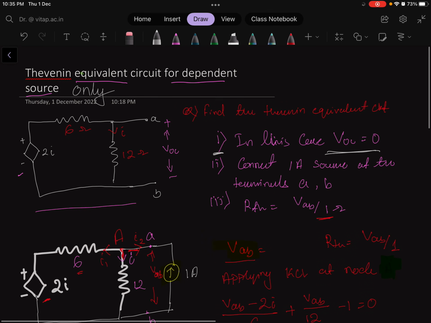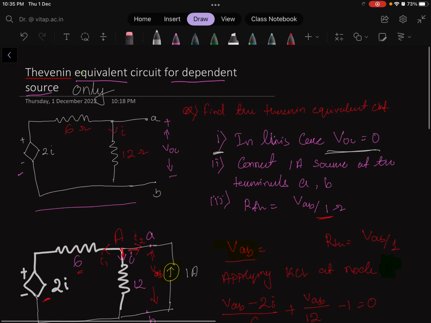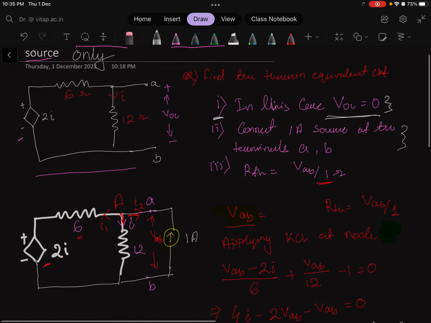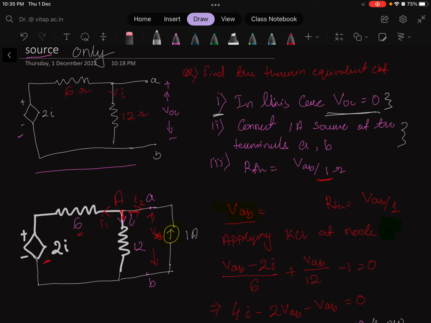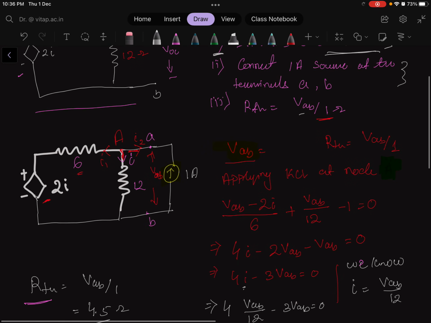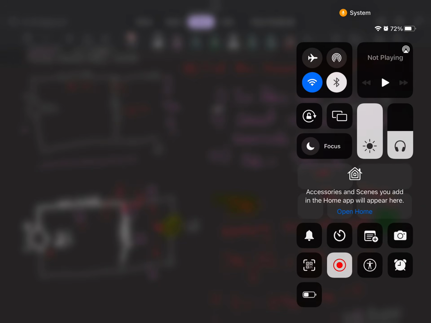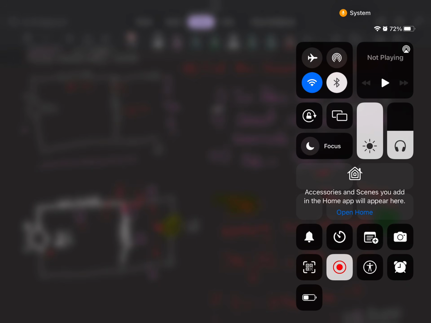We can solve a circuit where only one dependent source or two dependent sources are there. If there is no independent source, then the Thevenin equivalent voltage will be 0. We have to connect a 1 ampere current source at the terminals where we need to find the equivalent value, and then the RTH value will be VAB divided by 1 ohm resistance. Basically, we are considering that 1 ohm and 1 ampere were previously here. So this is how we can calculate if only a dependent source is there in the circuit.